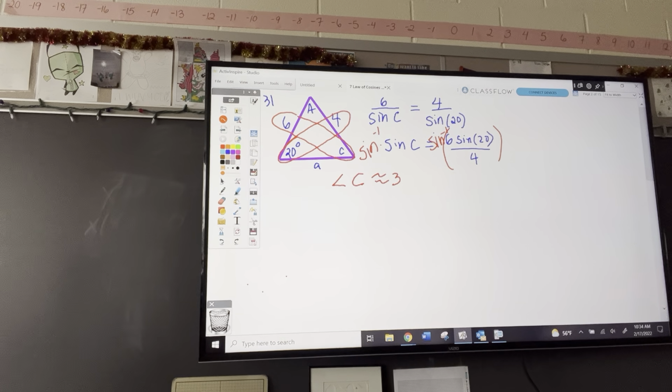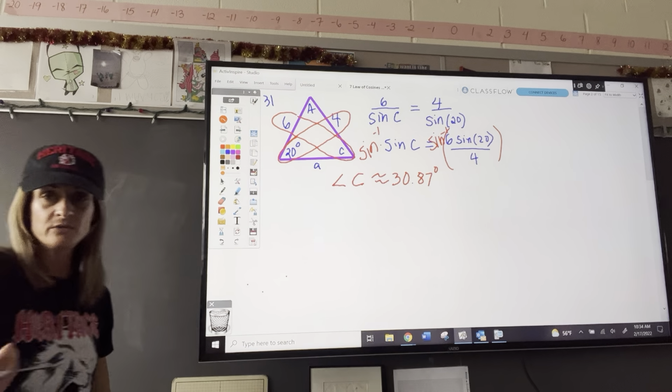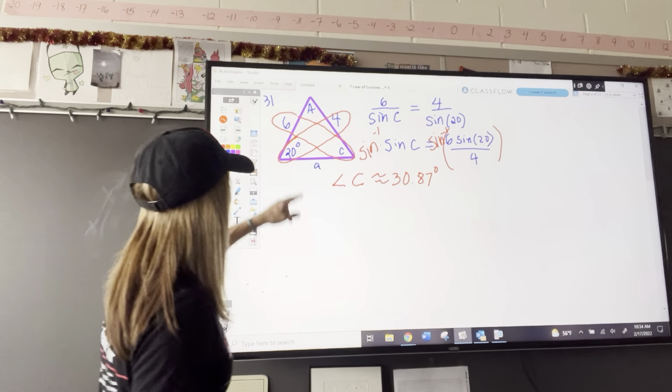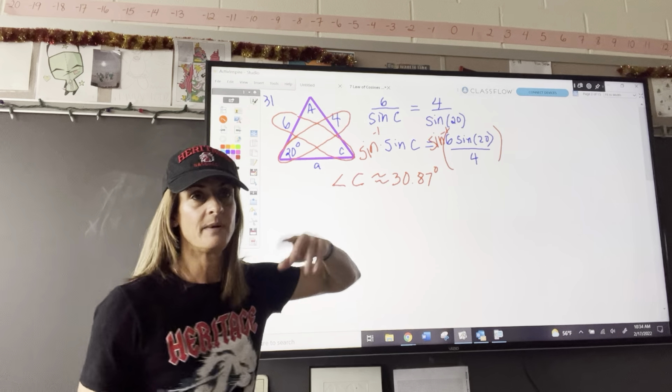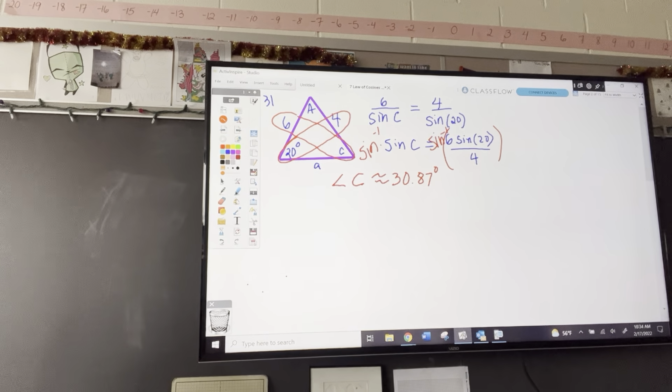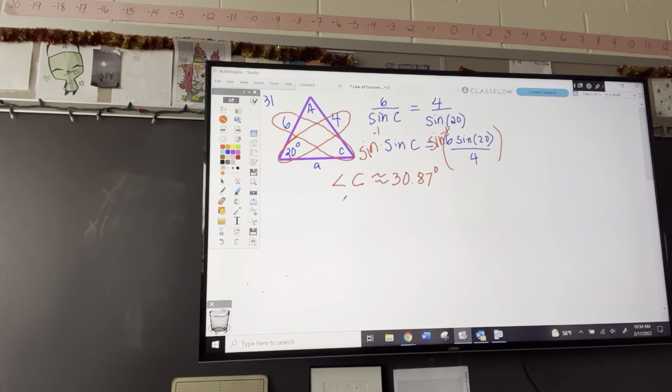Do all triangles equal 180? The sum of the interior angles in any triangle is always 180. Okay, so if we have angle C and we have angle B, then we can figure out angle A by subtracting those two from 180. So angle A is 129.13.